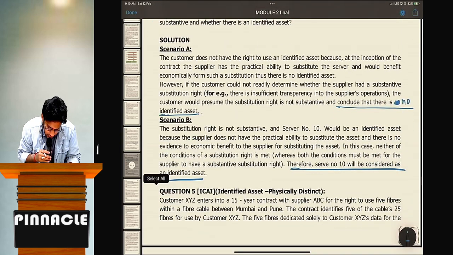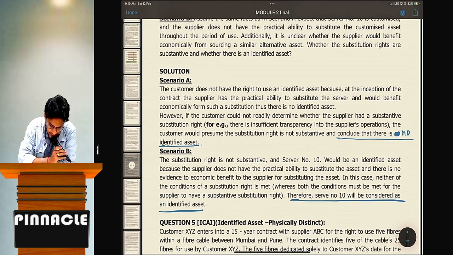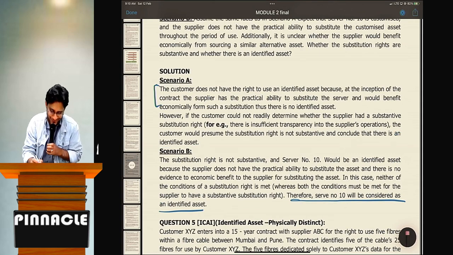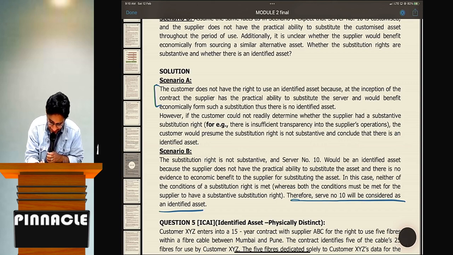I think the answer is: customer does not have a right to use an identified asset. Okay, fine. Here, this is the main answer. Sir, here you don't correct it actually. Sir, that fellow wrote unnecessarily 1 point, sir. Okay, here he already wrote clearly. The answer actually got over here only, sir.